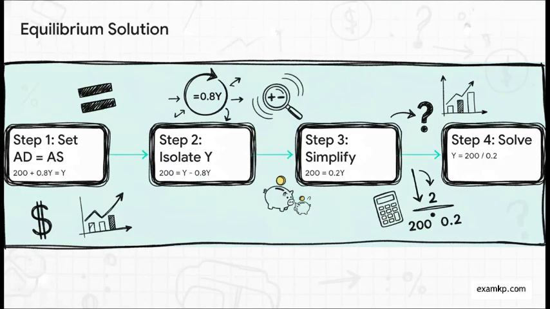We have 200 plus 0.8y equals y. Now, to solve this, we just need to get all the y's on one side. So we subtract 0.8y from y, which gives us 0.2y.